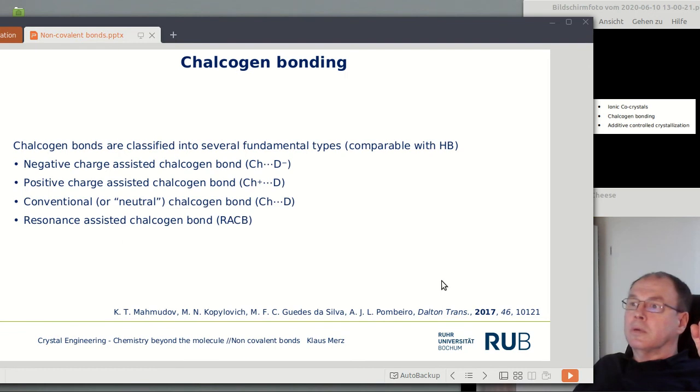So this is a classification of different chalcogen bonding. This is comparable with hydrogen bond. We have a negative charge-assisted chalcogen bond, you see it here. We have a negative donor, or on the other side a positive chalcogen region. You have a neutral species and the resonance-assisted chalcogen bonds. All these types you will find in the literature.